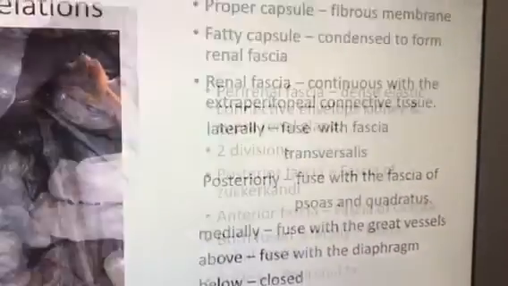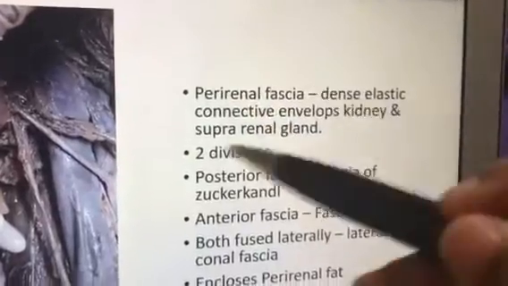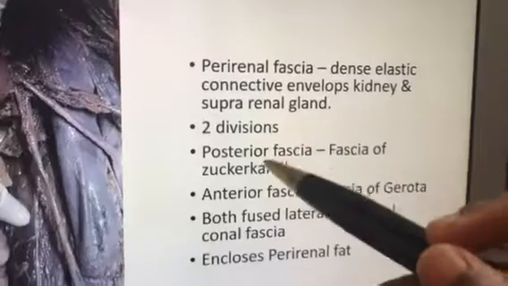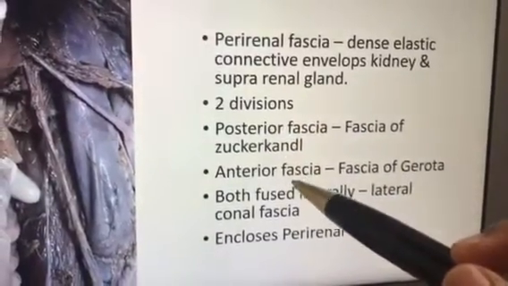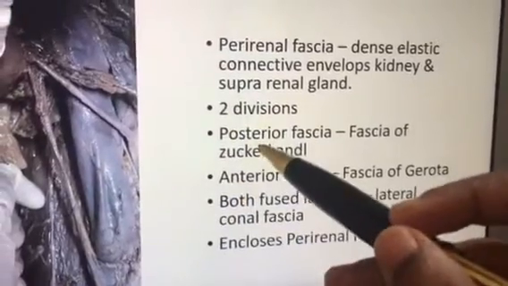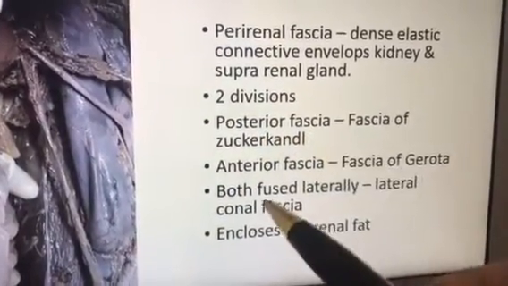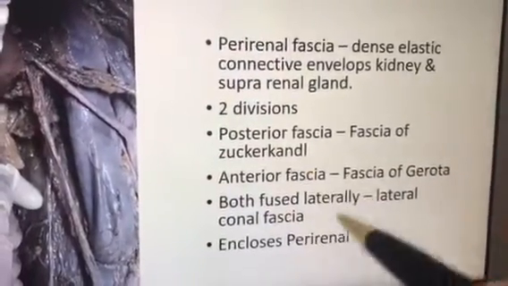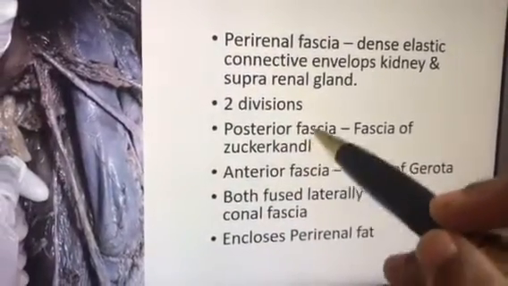After writing the renal fascia, you have to write something about the perirenal fascia, just surrounding part of that, which envelopes the kidney as well as the suprarenal gland. It has two divisions. The anterior division is called as Gerota. G comes first in the alphabet, so it is anterior, and Zuckerkandl is on the posterior side, and both fuse laterally as lateral conal fascia. This is all not much information. At least two things the student should write.